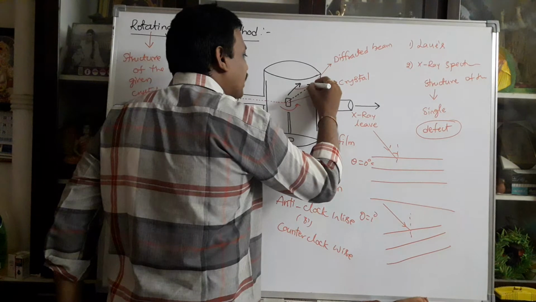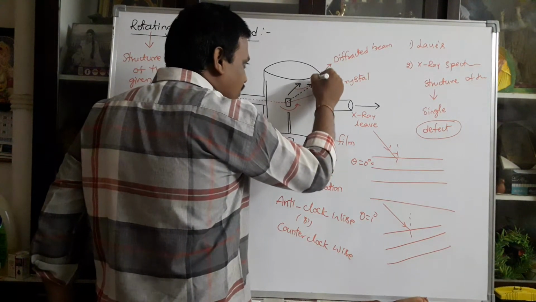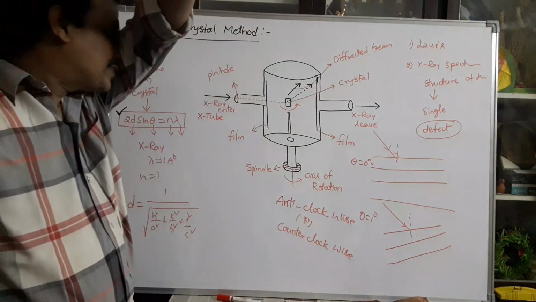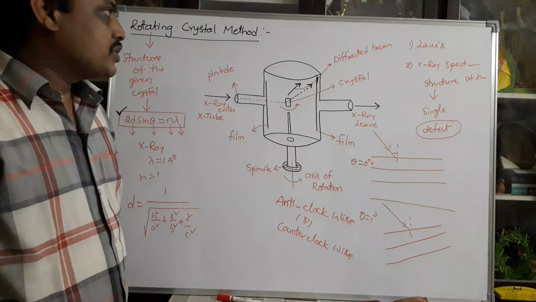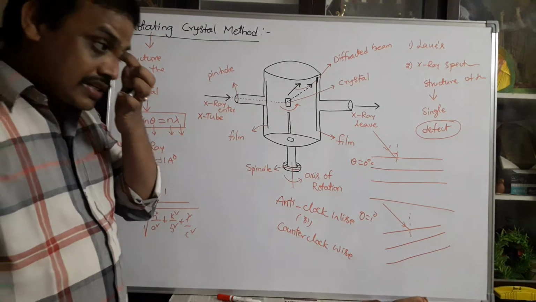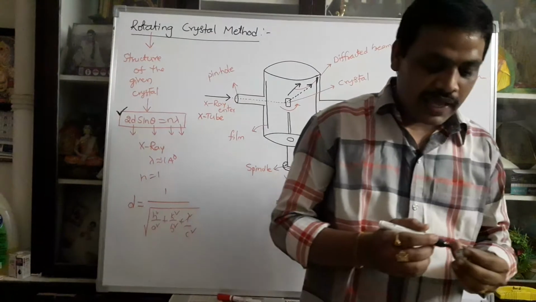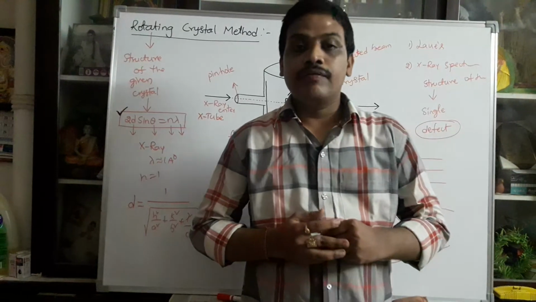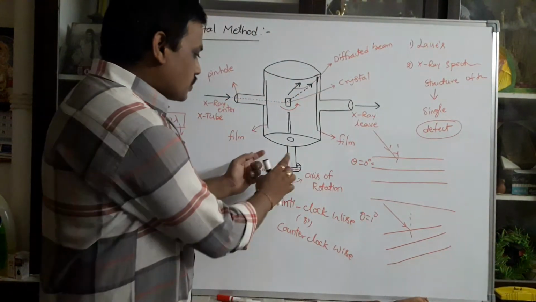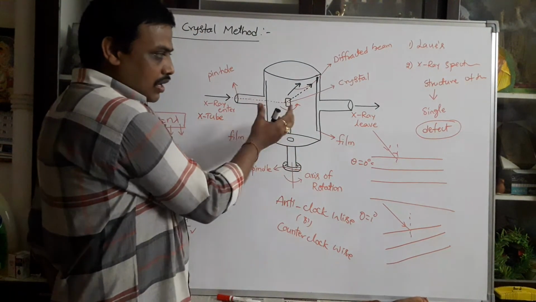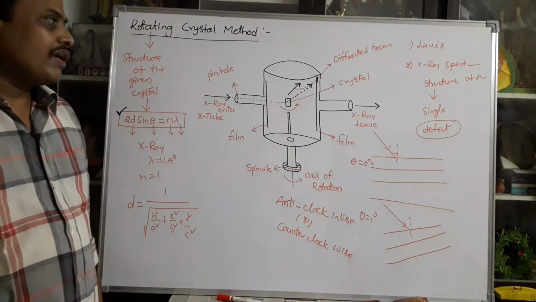This is the diffracted X-ray. This diffracted X-ray is observed on the photographic plate. The photographic plate records the diffracted beams. Depending on what structure exists, we can clearly explain the structure of the given crystal. So this rotating crystal method is mainly used to determine the actual structure of the given crystal.